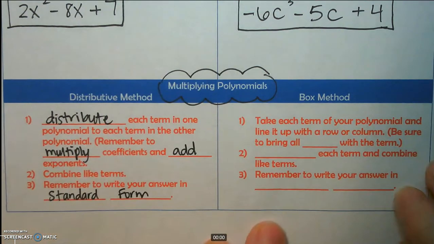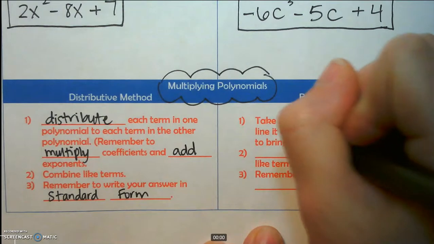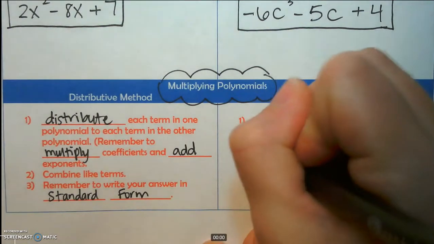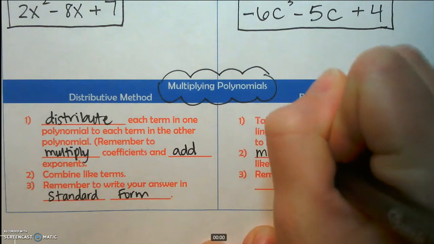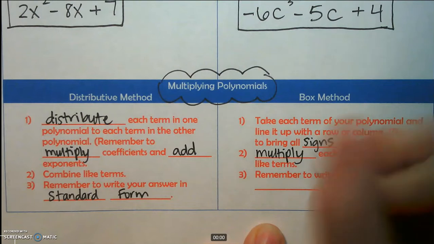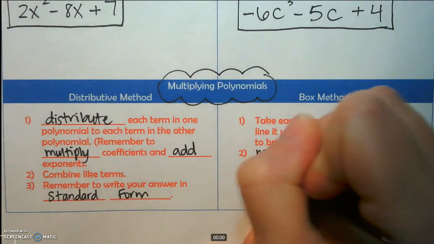Next we have the box method. We're going to take each term of your polynomial and line it up with a row or a column. Be sure to bring all signs, like positive or negative, plus or minus signs, with the term. You're going to multiply each term and combine like terms, and as always, remember to write your answer in standard form.